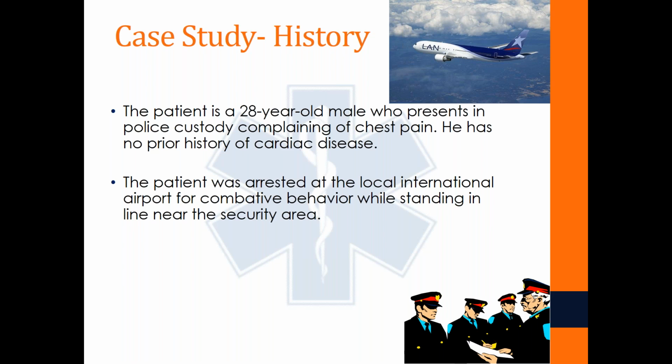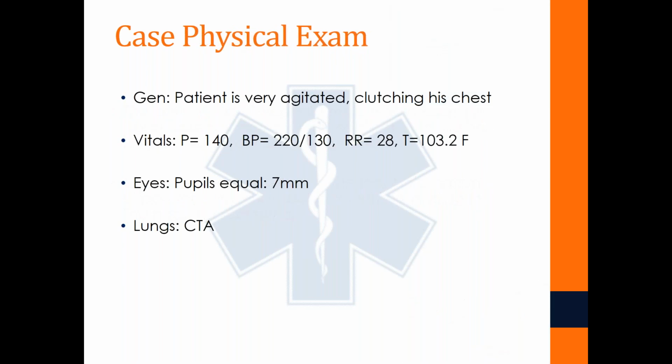But let's take a quick peek at our case study physical exam. The patient appears very agitated, clutching his chest. We have a heart rate of 140, a blood pressure of 220/130, a respiratory rate of 28, and a temperature of 103.2. He has pupils that are 7 millimeters in size. Now, if you think about the little dots on the side of the pen light that I hand out to you guys, 7 millimeters is big.